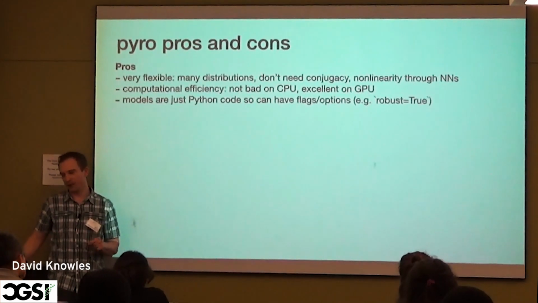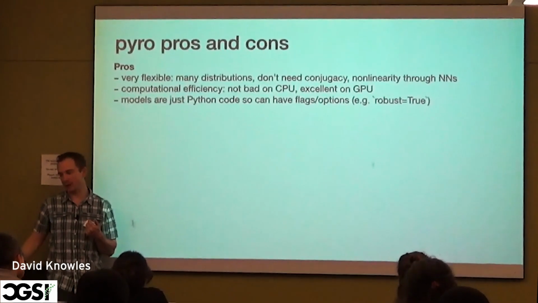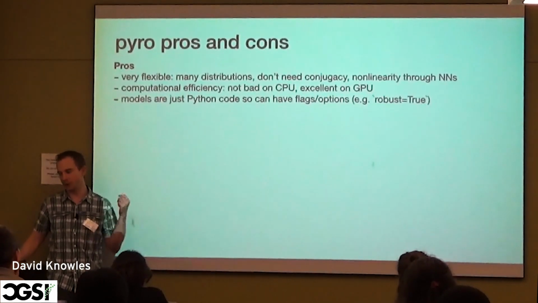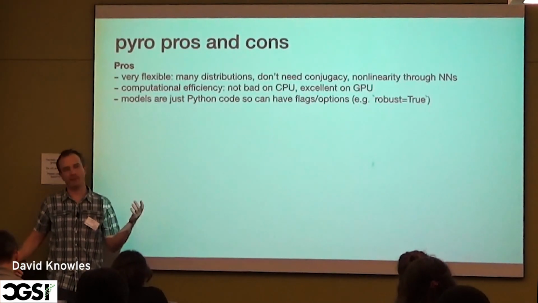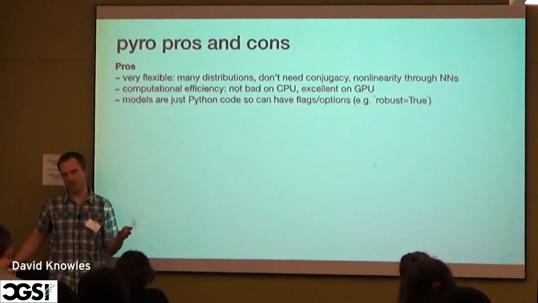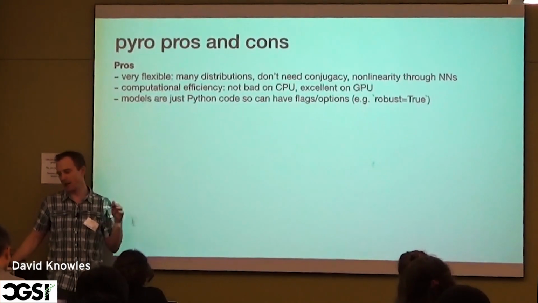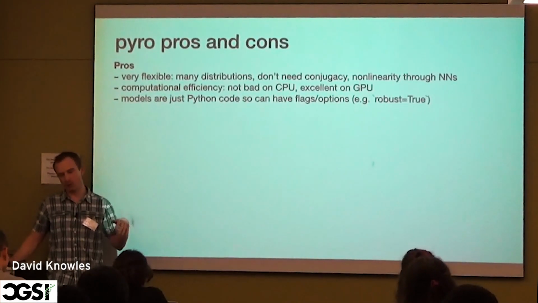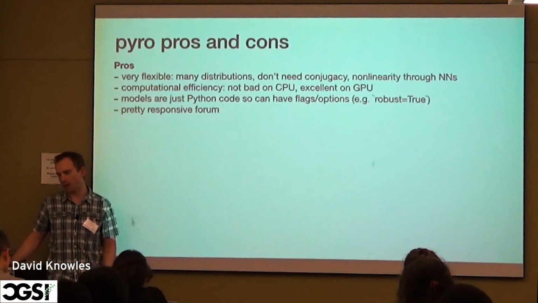One thing I really like, and I was talking to Shirem about this earlier, is the models are just Python code. I didn't show this, but you can just have if statements in there. So you can have a flag which says if student t flag, and if that's true, then I'll use a student t, and if not, I'll use a normal distribution. And so you can have a lot of different modeling choices or options without having lots of copies of your model code.